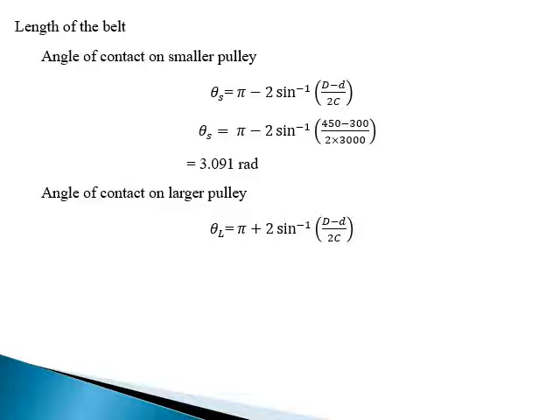Similarly, you can calculate the angle of contact of the larger pulley. The equation is theta L is equal to pi plus 2 into sine inverse of (capital D minus small d) divided by 2c. Again, you substitute the values of capital D, small d and c, and you get the value of the angle of contact of the larger pulley, theta L, as 3.191 radians.